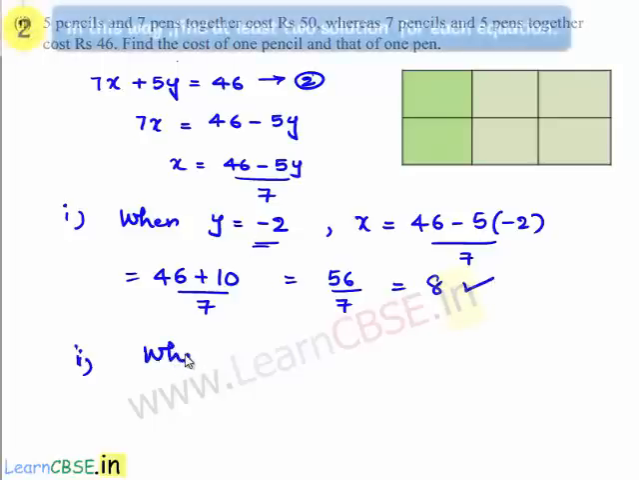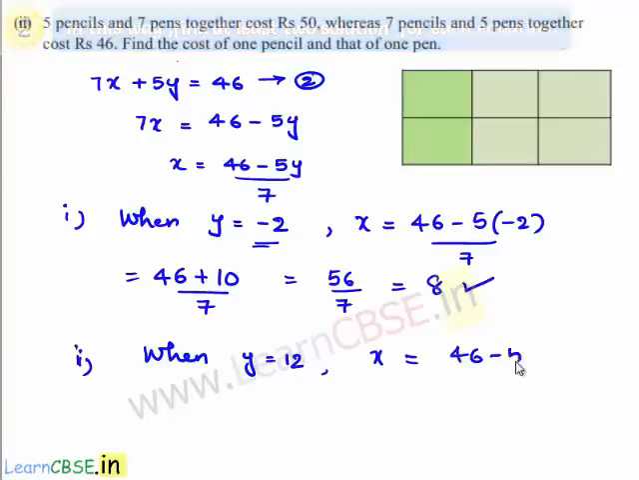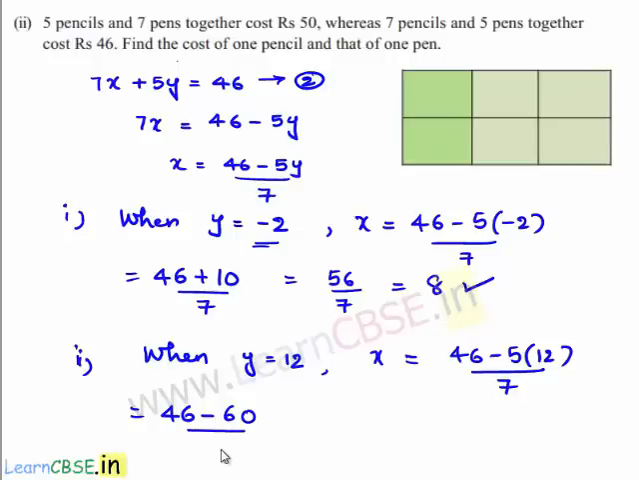When y is equal to 12, that implies x is equal to (46 minus 5 times 12) divided by 7. This is equal to (46 minus 5 12's are 60) divided by 7. So 46 minus 60 is nothing but minus 14, and this is divided by 7. So this is equal to minus 2. So when y is 12, the value of x is minus 2.